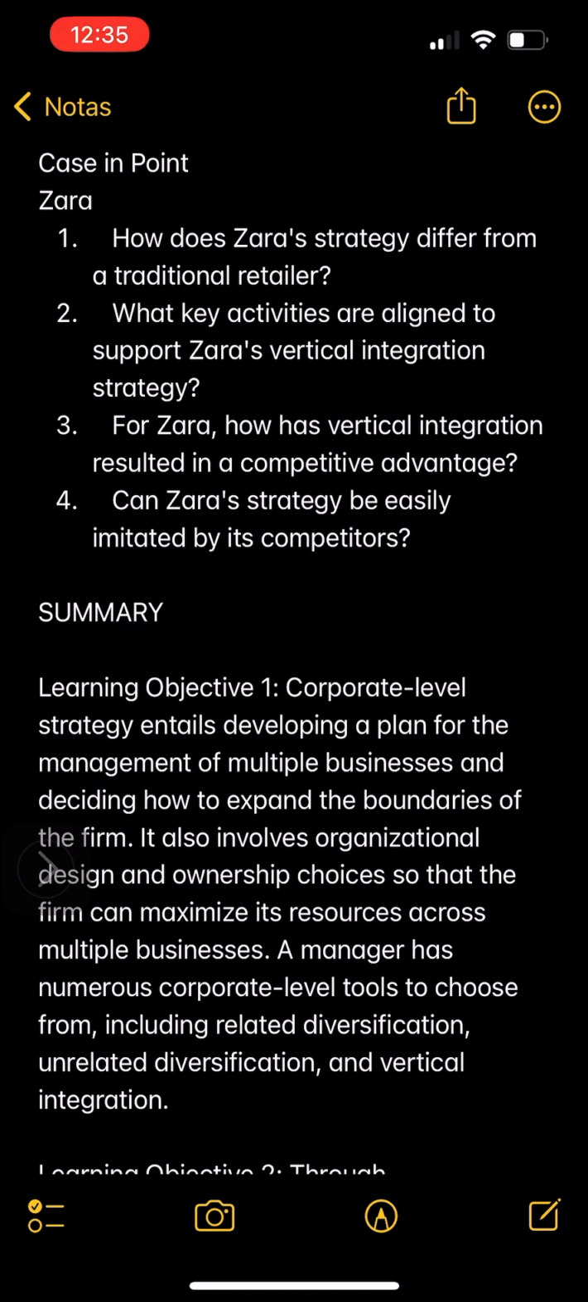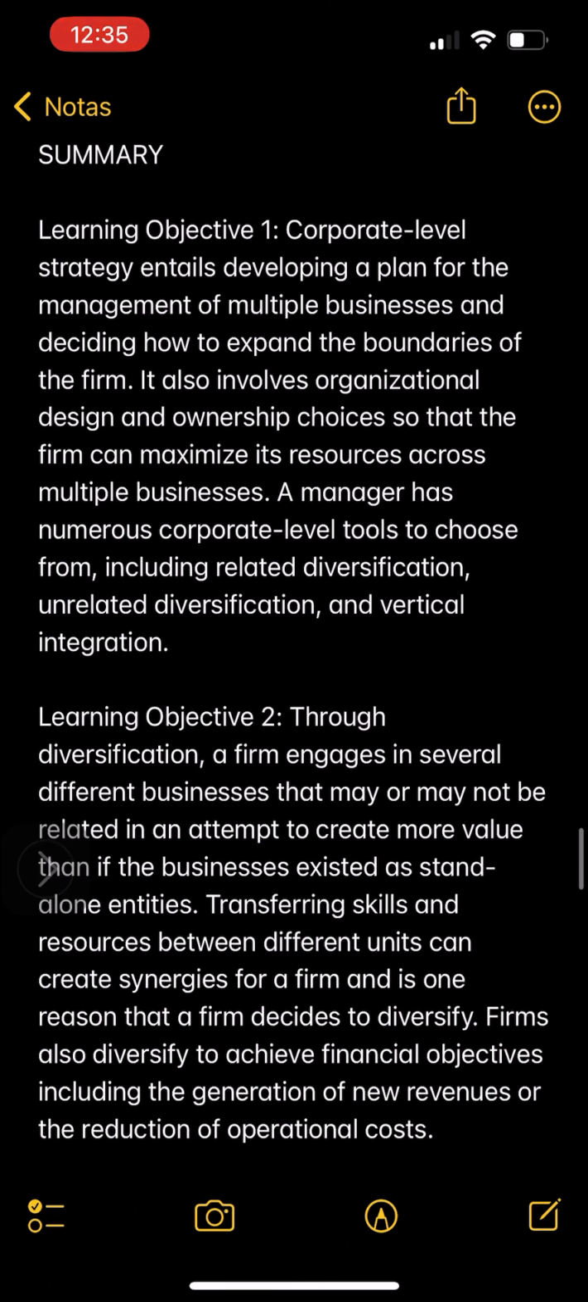Summary: Learning objective 1. Corporate level strategy entails developing a plan for the management of multiple businesses and deciding how to expand the boundaries of the firm. It also involves organizational design and ownership choices so that the firm can maximize its resources across multiple businesses. A manager has numerous corporate level tools to choose from, including related diversification, unrelated diversification, and vertical integration.